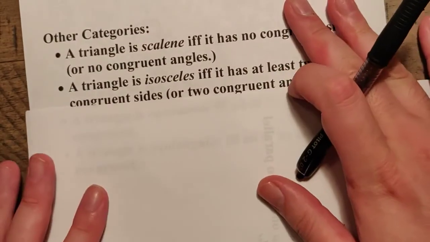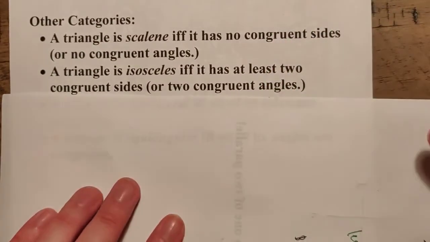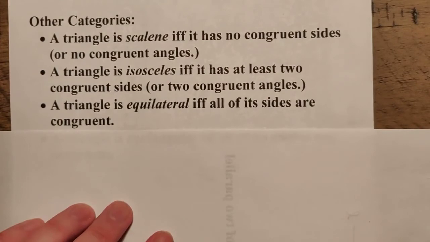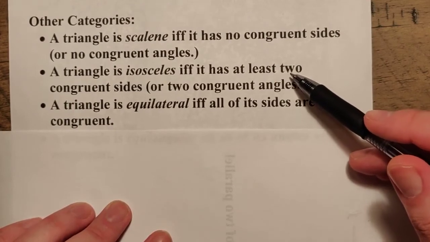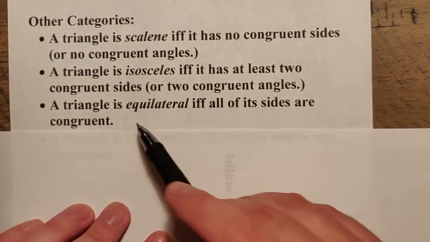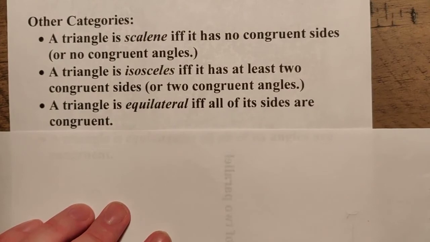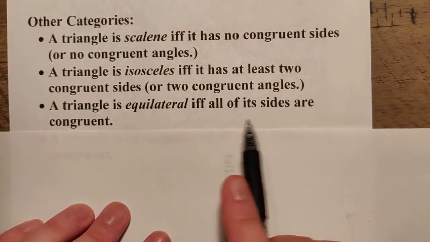So again, note that we talked about this idea of isosceles triangles. In addition, we also have this idea of an equilateral triangle, where instead of having two sides being congruent, all three sides are congruent. And note that this definition for isosceles says at least two. So this means that equilateral triangles are also isosceles triangles. They just happen to be a specific type of isosceles triangle. So again, if and only if all its sides are congruent.